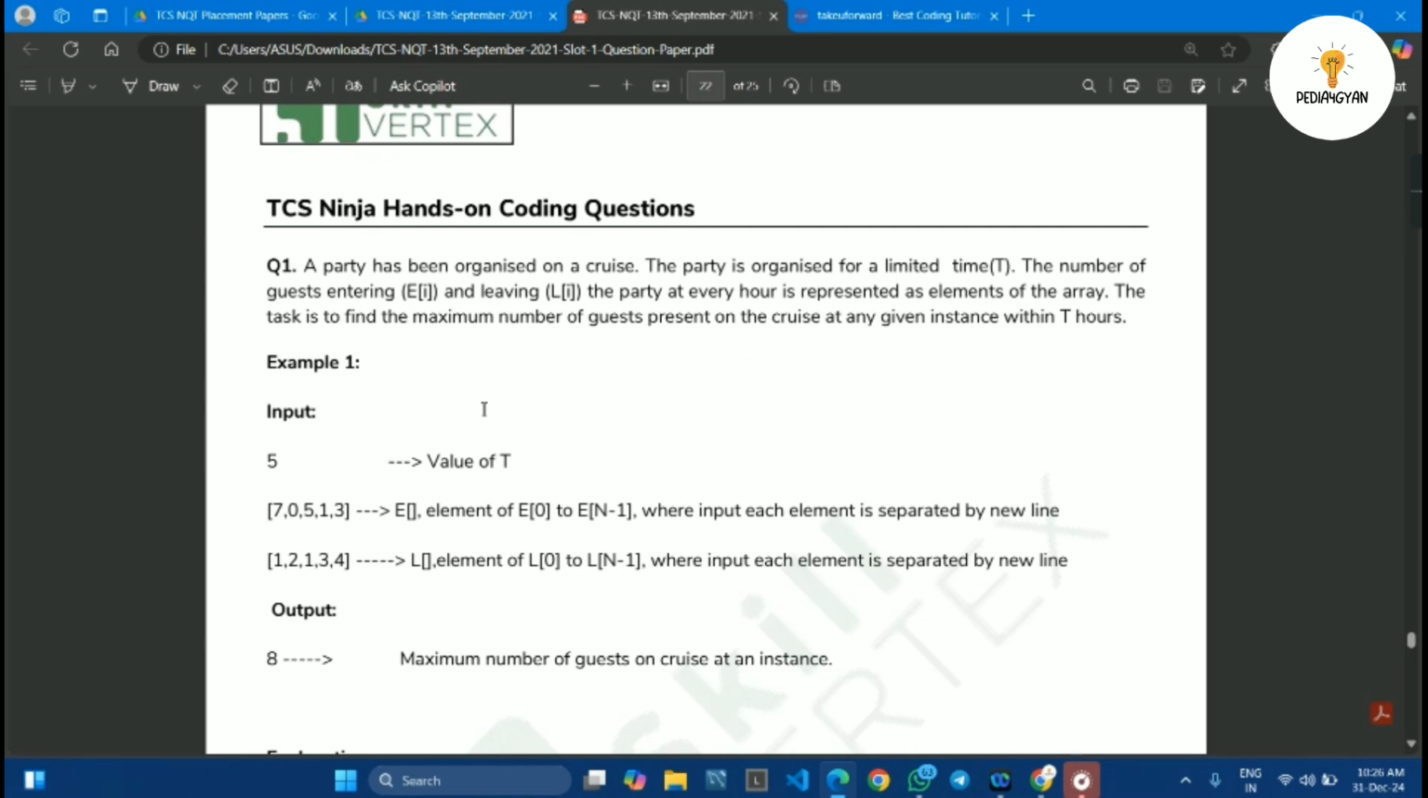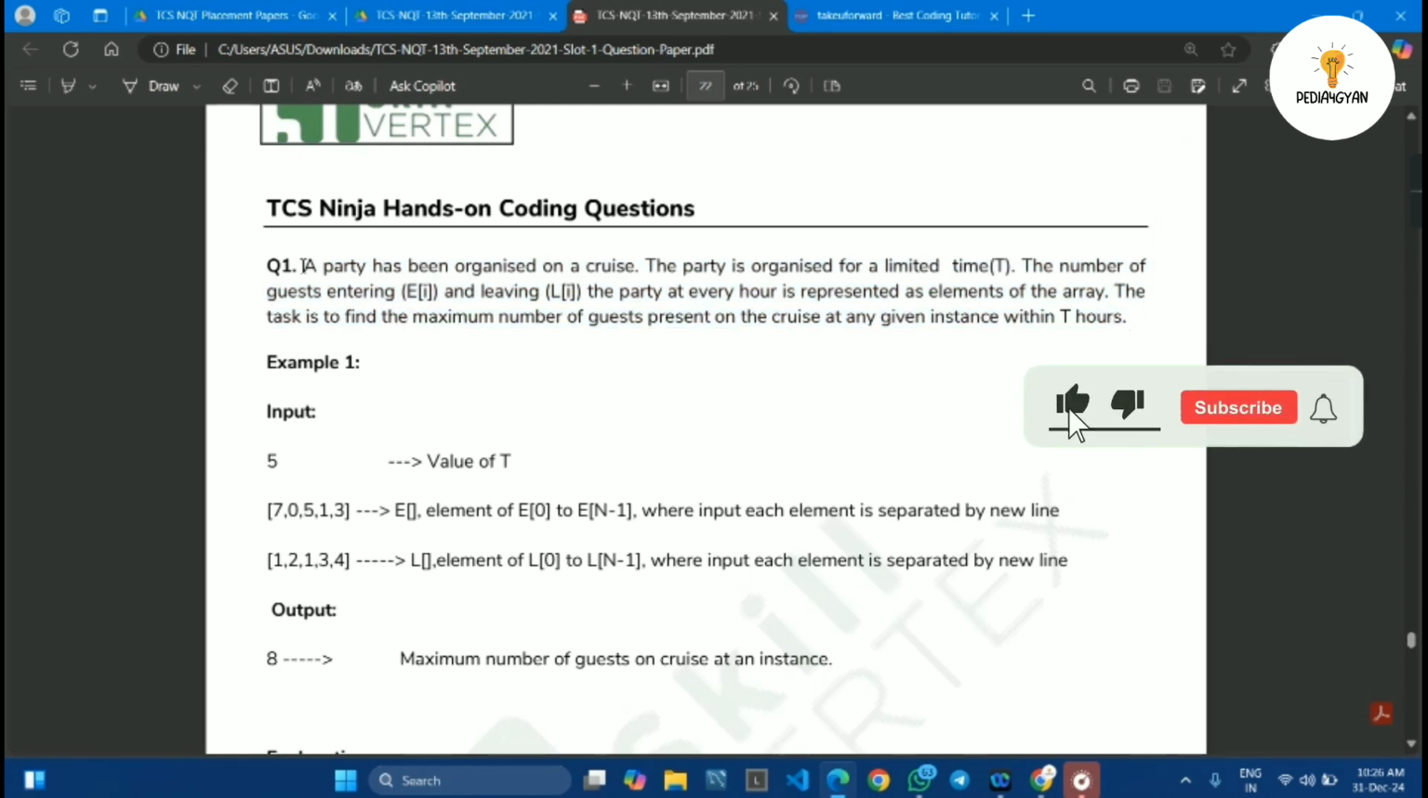And finally, moving toward the TCS Ninja hands-on coding questions. This is the last part. This is the Ninja coding section, with three coding questions in 90 minutes. These questions are very easy. I will tell you with a simple example. If you have done array and string, it will be very easy for you.